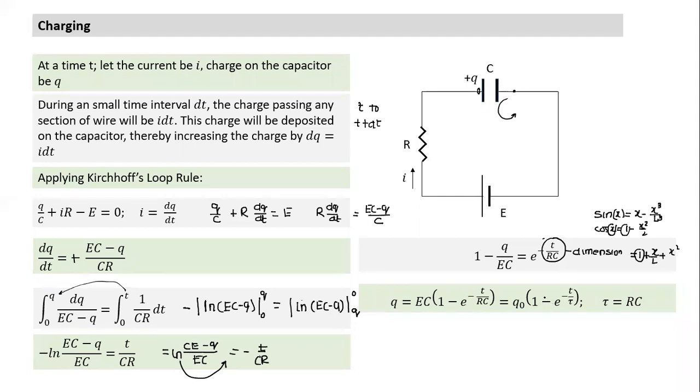Yes, Vignesh. No, sir, I had a doubt about what is Q naught. It's the charge when it attains the final state. Yeah, we'll come to that one. EC can be written as Q naught. We'll come to that next.